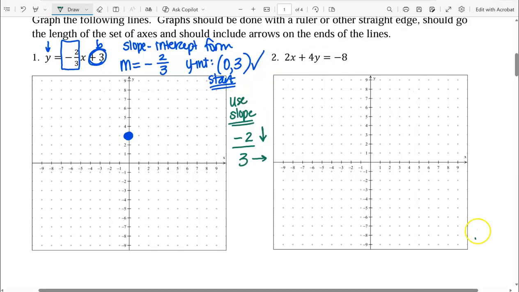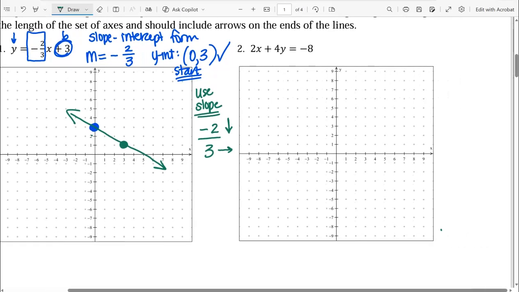So from my y-intercept, I need to make both moves. Down 2, right 3, plotting another point. You have to have 2 separate points in order to draw your line. So thankfully, if I'm already in y equals, if I'm already in slope-intercept form, that graph can just be read off.